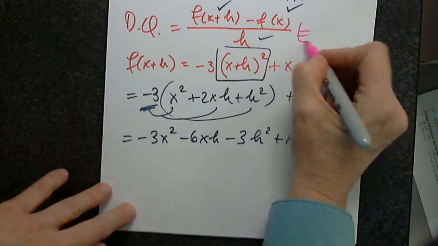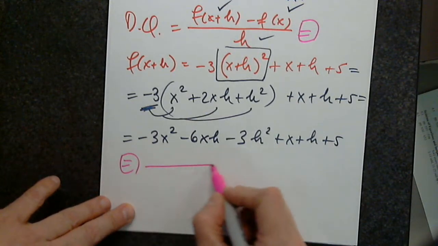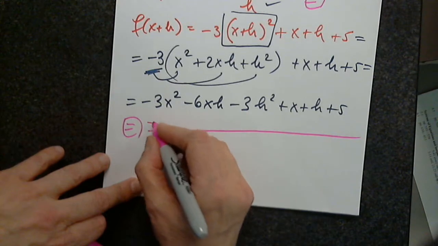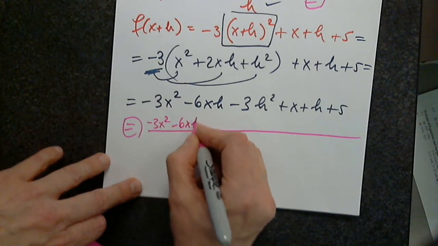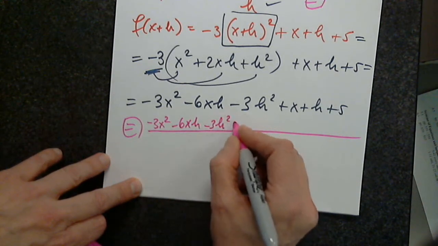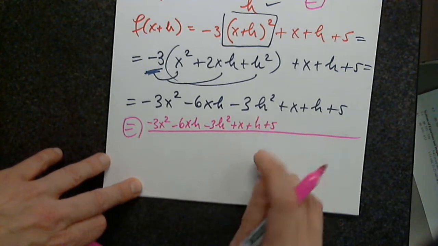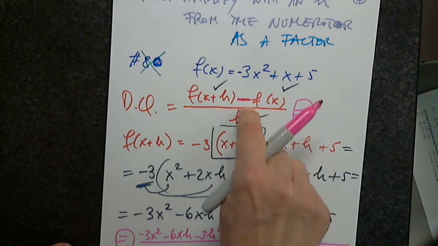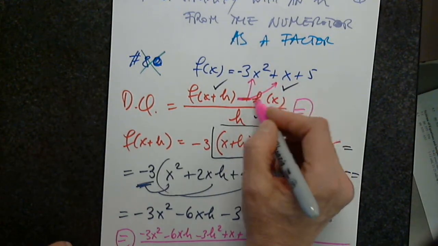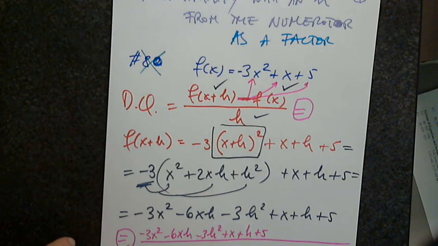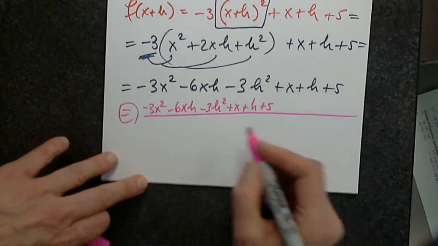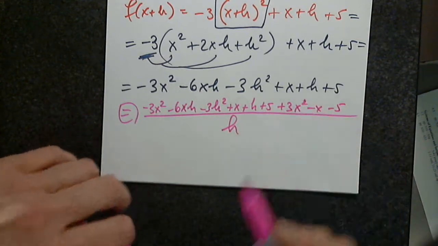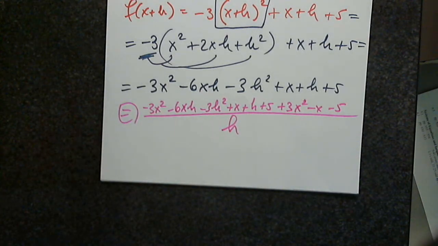So then I continue here. Let's try, I will try to fit everything in. Negative 3x squared minus 6xh minus 3h squared plus x plus h plus 5. Remember now we reached the negative sign, negative 1, that has to be distributed to all three terms. Can anyone dictate what to write? Plus 3x squared minus x minus 5. Excellent.